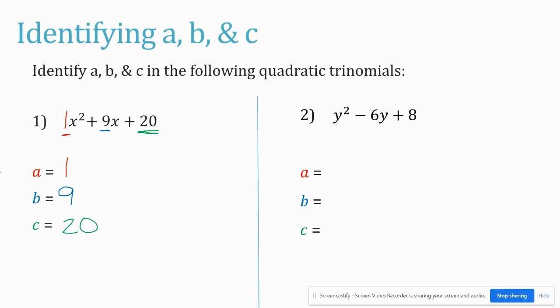Okay, so let's take a look at this one. Same thing, if there's no number in front of y, we're going to have a 1 right there. So that means a is equal to 1. B is equal to negative 6. I'm bringing that sign with it. And then c is equal to a positive 8. So I'm only bringing the sign with it if it's negative. If there's a subtraction symbol in front of it, treat it like it's a negative number. And remember, if there's no number in front of a variable, the invisible variable is 1.